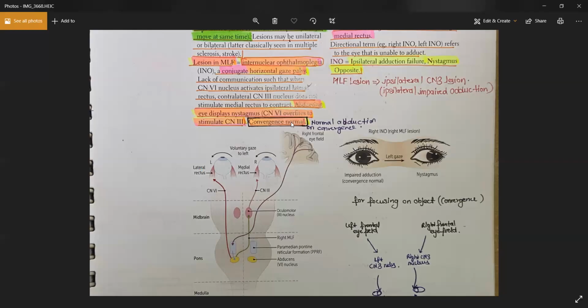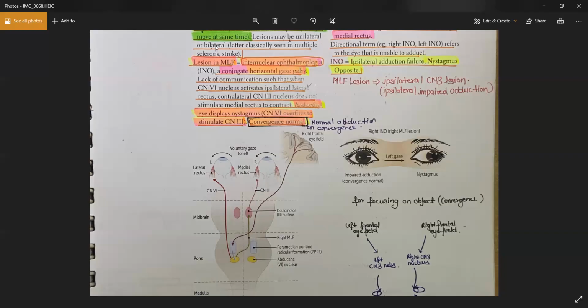So with the left cortex activation, or let's suppose if it is a right frontal eye field, you're going to have a movement of the eye on the left side. If it is a left-sided frontal eye field, you will have a movement of the eye on the right side, the contralateral always, right? Whenever you have an activation of the PPRF, it will move the eye in the ipsilateral direction. Whenever you have the activation of the MLF, they will move the eye on the contralateral side, right?